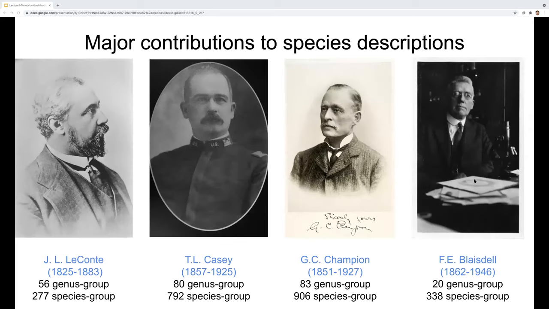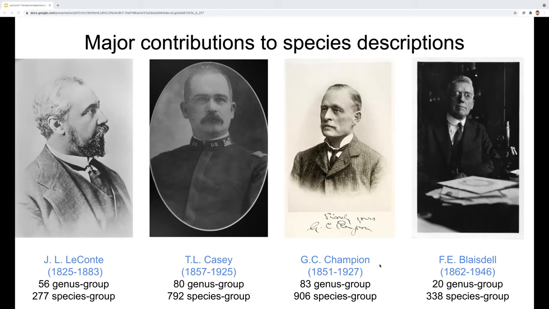So first, quickly, I just want to talk about some folks who really made huge contributions to describing species. The first is John Lawrence LeConte, active in the mid-1800s. And he described almost 300 species group taxa and quite a few genera, especially in the Western United States. We also had Thomas Casey, another US military person who described almost 800 species and 80 genera, which we are all still dealing with the consequences of today.